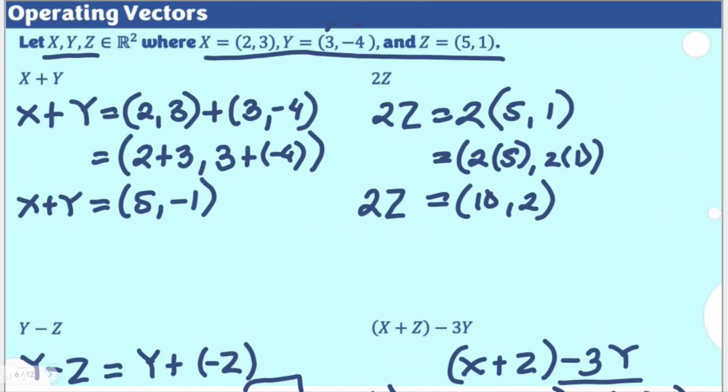So simply try to look into the correct processes of adding vectors and multiplying a vector with a scalar.